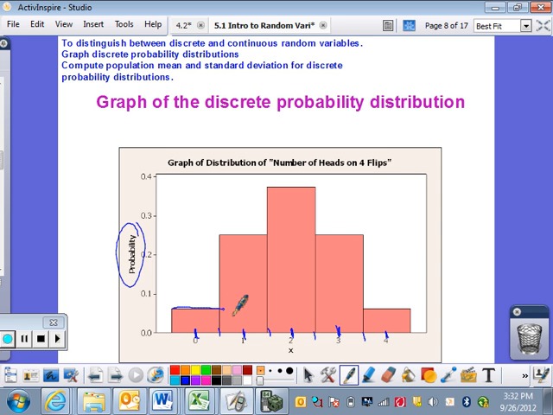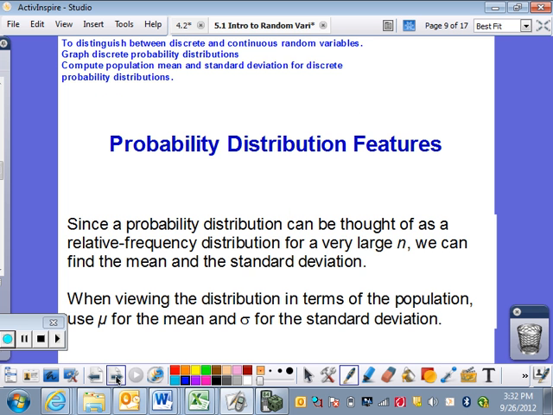So here's your point, like 0.0625, 25%, 37.5%, and so on down the line. So it just looks like a histogram. It's the same idea. Discrete probability distributions can be shown via that histogram. Okay. Now, what are the features? What are we using? What's it for?